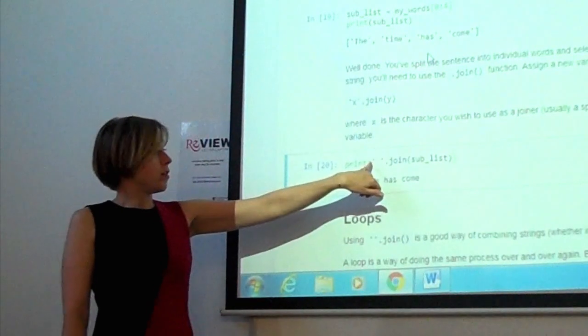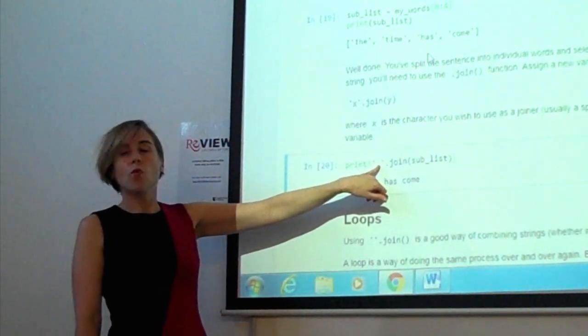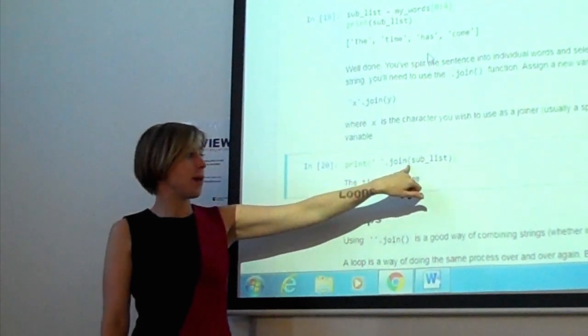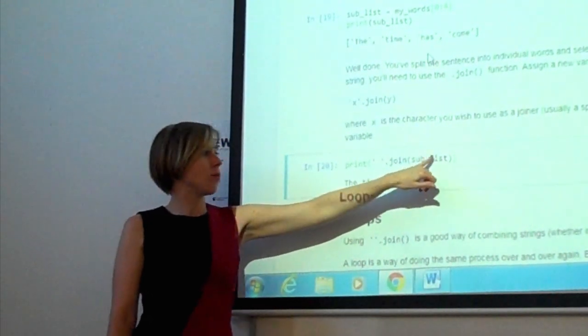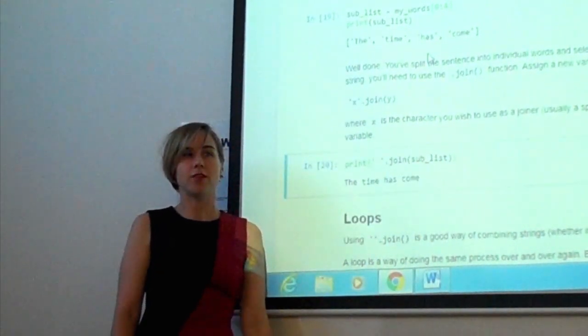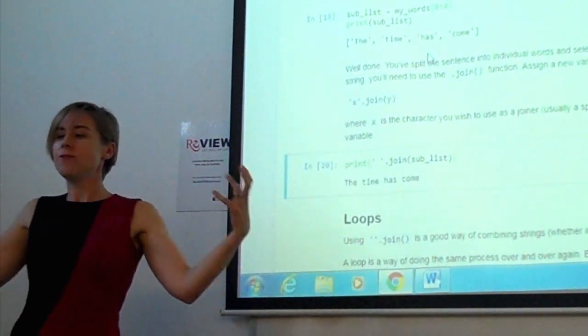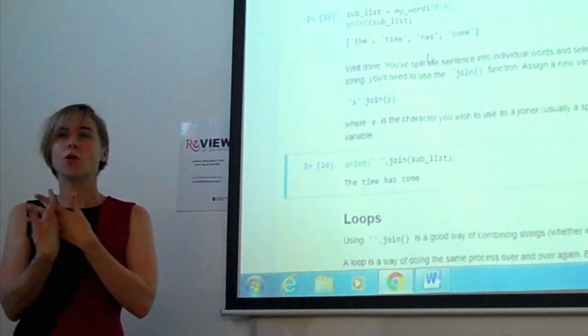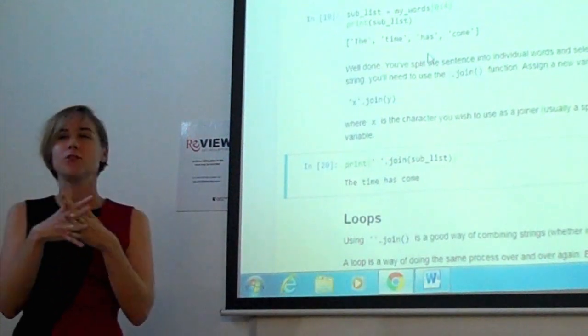So, in speech marks, what you want in between the items of your list, a full stop, and the command join, and in the brackets of the command, the name of the list that you're joining up together. So go ahead and see if you can staple your list back together, either with spaces, or underscores, or hyphens, or squiggly lines, whatever you like.